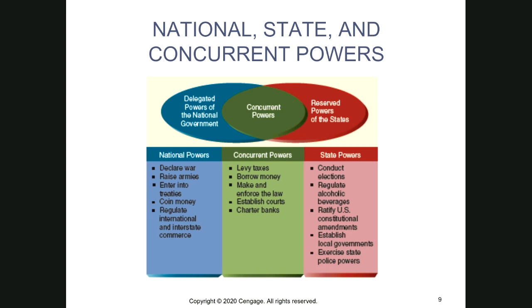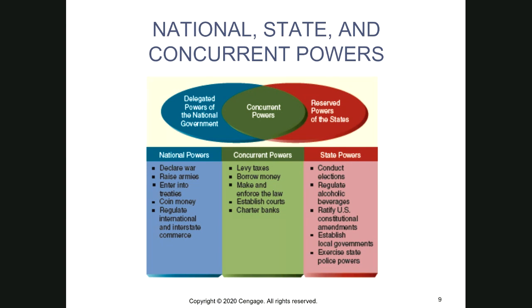Okay, concurrent powers. Remember, we said concurrent powers are going to be the powers that are shared between the federal government and the state. So levying taxes, we talked about that. Borrowing money, same idea. Both the state and the federal government are going to need to be able to accomplish things. And in order to do that, they're going to need money. Chartering banks, we're going to talk about that some more.